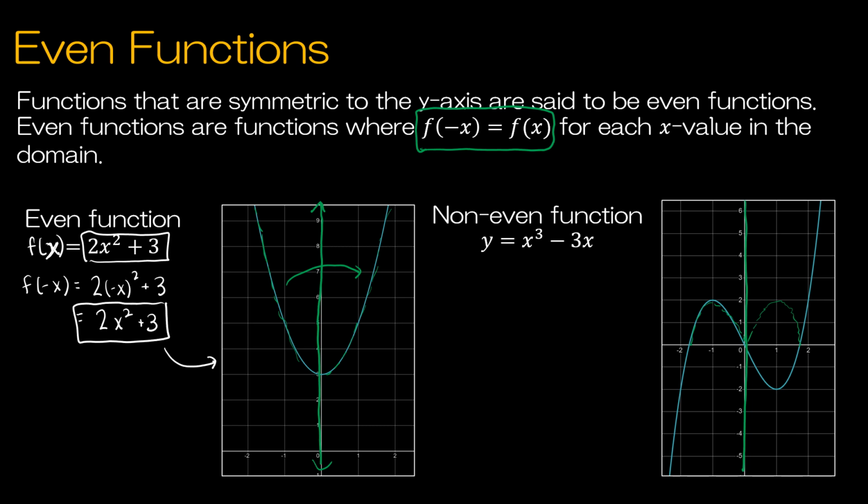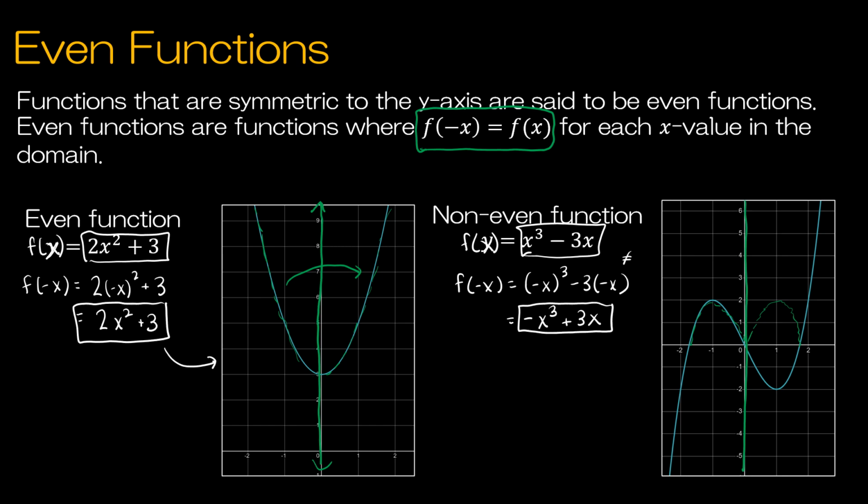For a non-even function, that's not going to be the case. So f of x is equal to x cubed minus 3x. F of negative x, again, I'm going to replace the x with a negative x, and then I'm going to simplify. So negative x to the third would be a negative times a negative times a negative, which means it's negative x cubed. And then minus 3 times minus x is plus 3x. And I can see that this function does not equal this function, so this is not an even function.